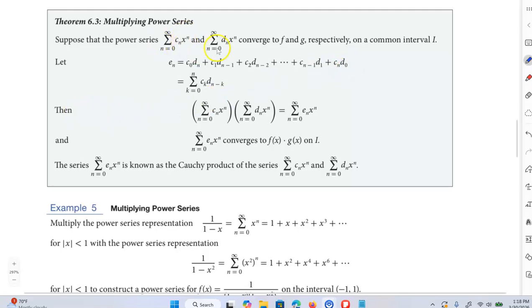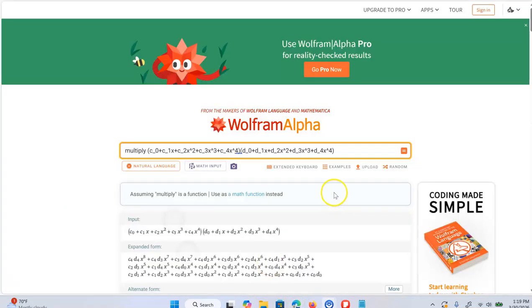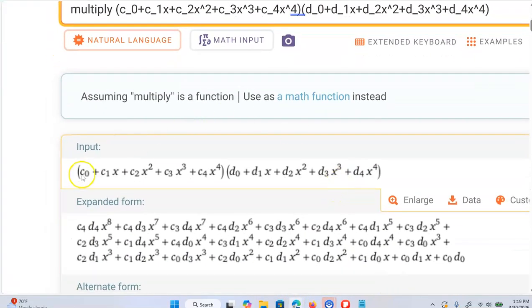So if I'm multiplying these two power series together, c sub n x to the n and d sub n x to the n, then I'm going to get a new power series with coefficients that look like this, e sub n x to the n. And that is going to converge to the product of f and g on that common interval I. So I'm going to show you this in Wolfram Alpha. I expanded a few terms.